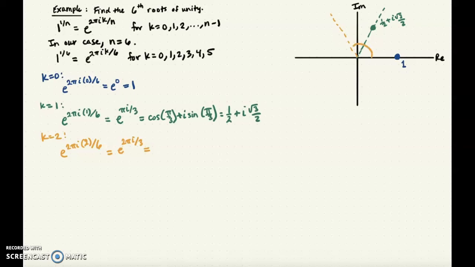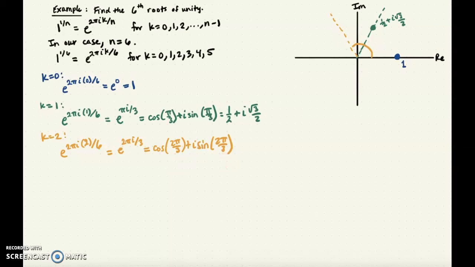So that's measuring 2 pi over 3 in that direction. Or we can use Euler's formula to write down that this is equal to cosine 2 pi over 3 plus i times sine of 2 pi over 3. Remember with Euler's formula, whatever is next to the i, so everything except the i, is what goes into the sine and the cosine arguments.